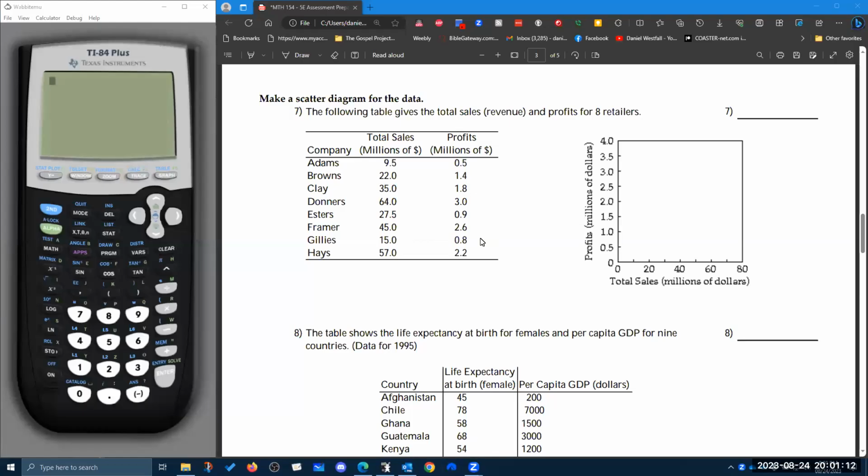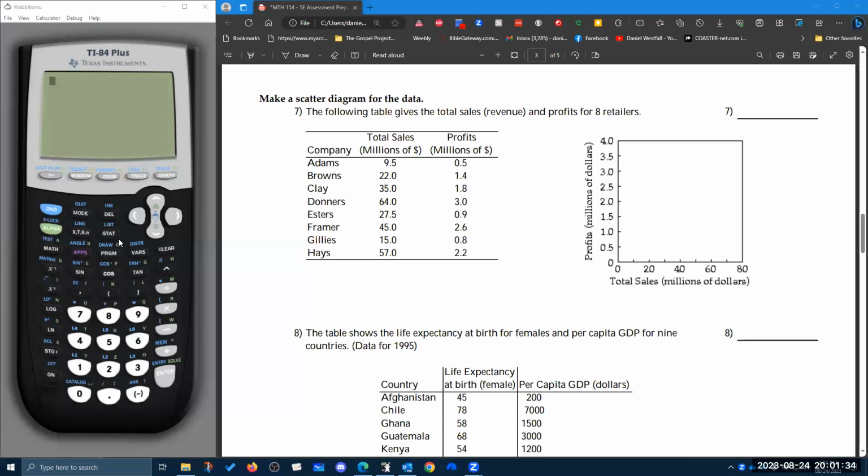In this video, I'm going to show you how to make a scatter plot, and in addition to the instructions that are here in this video, I'm also going to show you how to do some linear regression analysis and draw the trend line and how to interpret some of the numbers that the calculator will give back to you.